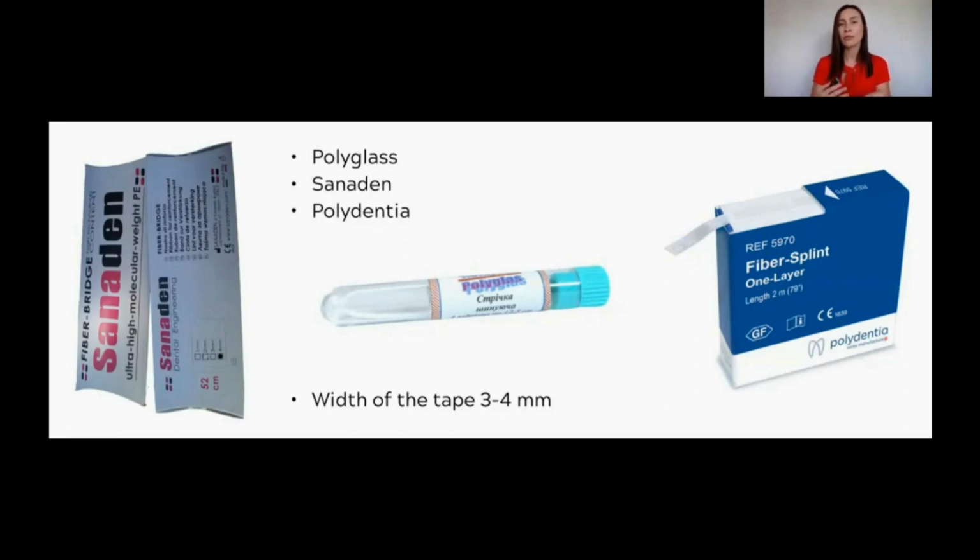And as I told you before, I prefer to use this Polyglass, which is a Ukrainian brand. It's really handy to use, and honestly it's quite cheap. It has a very reasonable price. But if it's not available in your country, and maybe now it's a bit difficult to order it, you can try to use the fiber splint from Polydentia, which is an Italian brand, or you can try the Sanaden, which is also an Italian brand. They are non-impregnated ones, so you use it in the same way like I use the Polyglass.